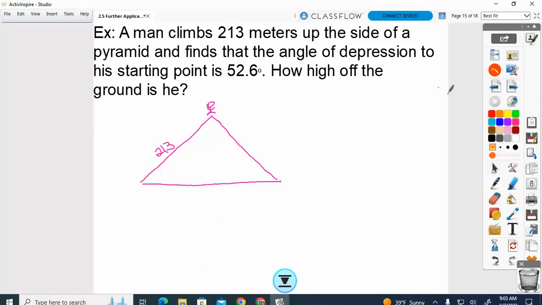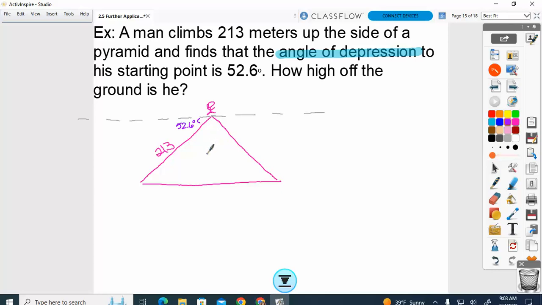Then the angle of depression. How do you find an angle of depression? Is the angle going down? Right. But remember when we do elevation and depression, we have to draw in a horizontal line. So he's up here, so I need a horizontal line up here with him, and it's from that line down. We get 52.6 degrees. How high off the ground is he?